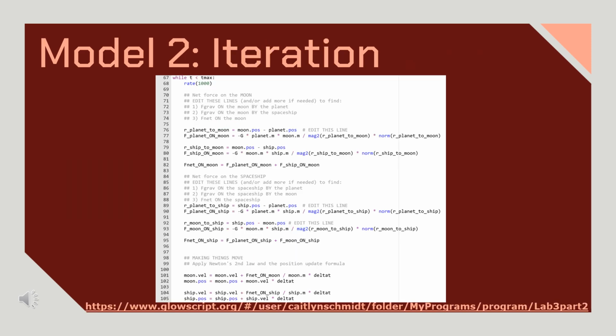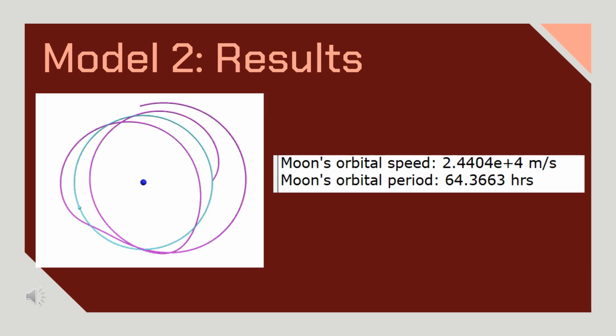Here's the iteration for Model 2, which also includes a while loop and includes all of the key principles and equations needed to make sure that the ship stays in the infinity loop orbit and does not crash. Results for Model 2: unfortunately, I did not achieve a perfect infinity loop, but it was close enough for the purposes of this experiment because the ship did not crash. It also included the moon's orbital speed and the moon's orbital period.